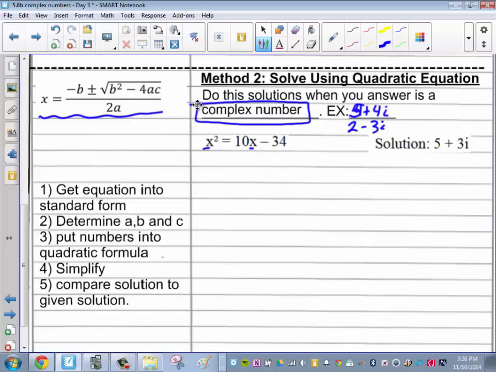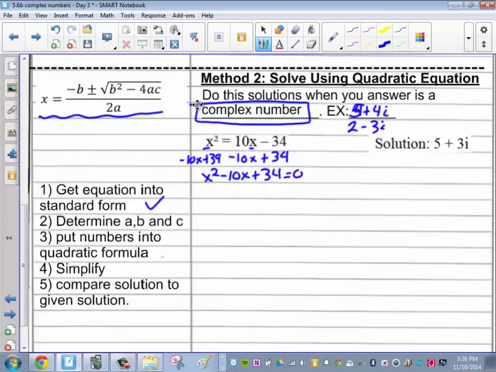And so to do that, what we first have to do is get the equation in standard form, because it's not in standard form. We have to get it there. So let's subtract the 10x from both sides and add 34 to both sides. Subtract 10x. Add 34, and so I got x squared minus 10x plus 34 equals 0. Okay, so I get the equation in standard form. We can check that off our list.